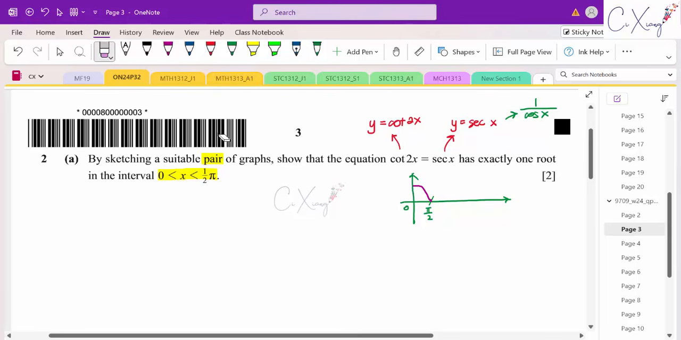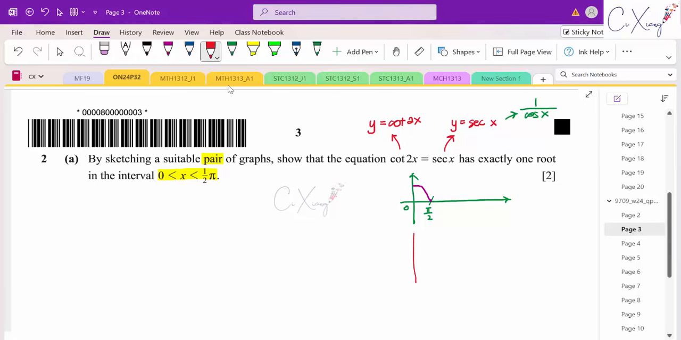Okay, I only want to consider this part. So when I want to draw 1 over cos x, the maximum point will become minimum. So maximum point become minimum means that originally, this is a maximum point. This one here, the maximum point. All right, it become minimum. So become minimum means that your graph will go up from here.